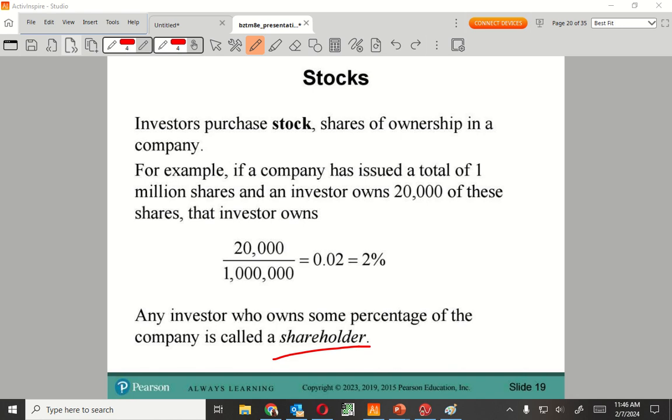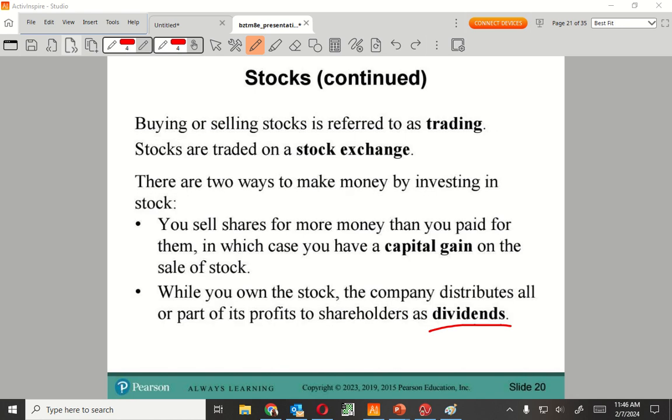Now, if you own just one stock, you're still a shareholder. So that means you own part of a company. Anyway, buying or selling stocks is referred to as trading. Stocks are traded on an exchange. There's two different exchanges that are big here in the U.S., which is the NASDAQ, which is a tech-based thing, and then the Dow Jones is the other one with just about everyone on there. So those are my two types of stock exchanges.